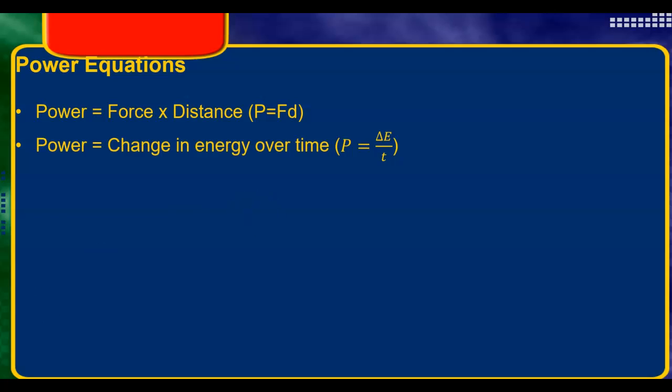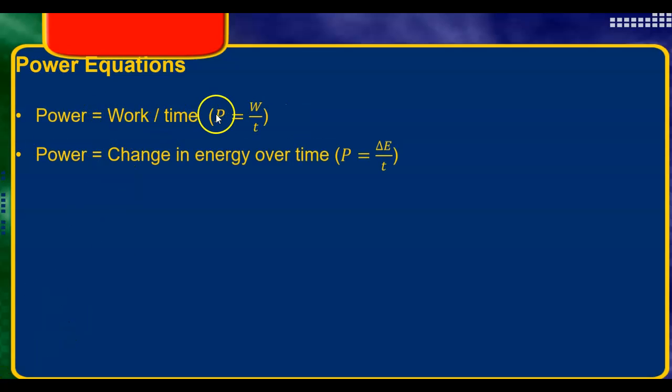The formulas that you need to look at here: work is equal to force times distance. Excuse me, I said power earlier, but this should be work. A revision here. Power is work divided by time. Power is also equal to the change in energy over time. Typically you're changing kinetic energy over time. So those are your formulas.